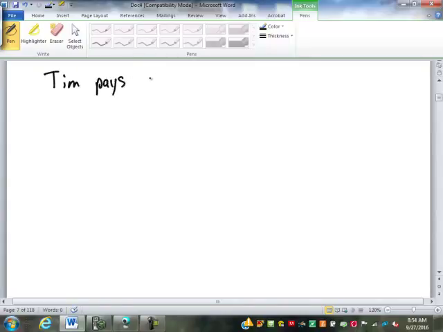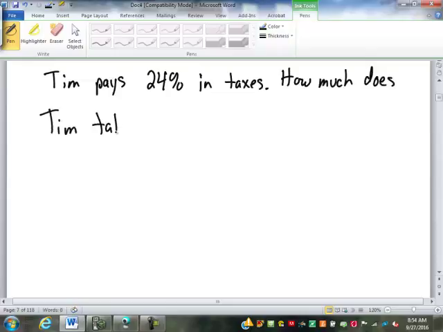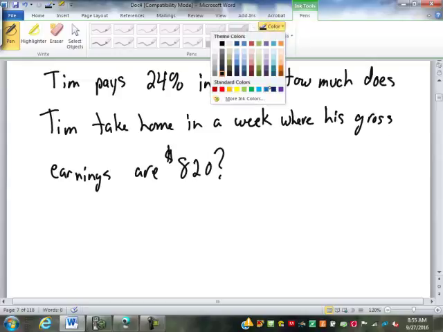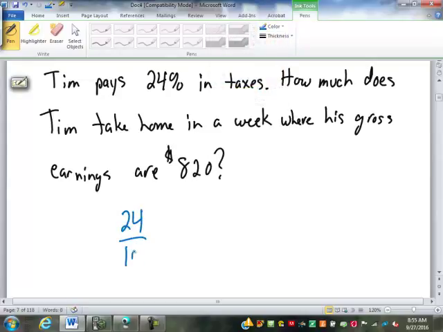Tim pays 24% in taxes. How much does Tim take home in a week where his gross earnings are $820? So we set this up. 24% is 24 over 100. What does the 24 represent? That's the taxes. Exactly. The 100 represents gross earnings, the whole amount.